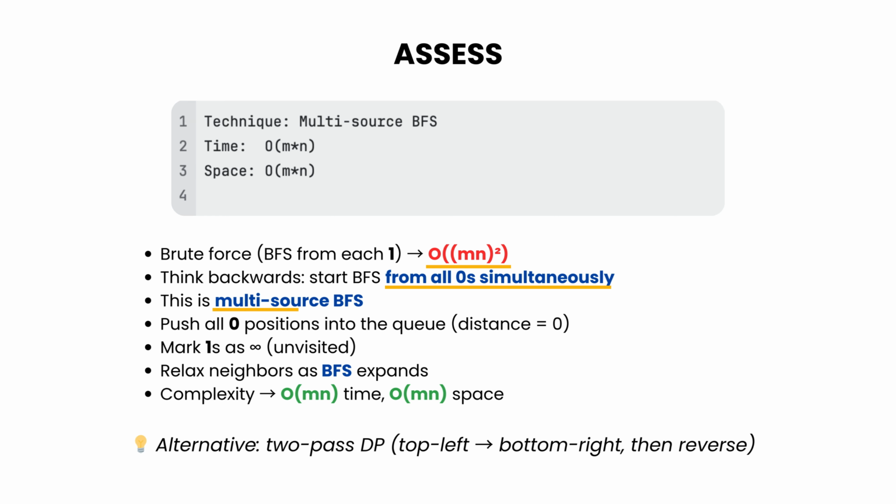That's multi-source BFS. Push all zero positions into the queue with distance 0. Mark ones as infinity, or unvisited, then relax neighbors. Complexity, O(MN) time and O(MN) space. Alternative, 2 pass DP sweeping top left to bottom right, then reverse.